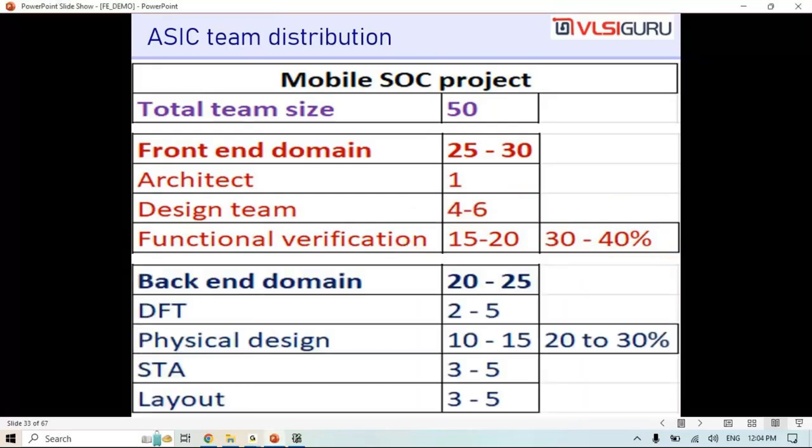Backend domain will have how many people? 20 to 25. DFT will require 2 to 5 people. Physical design will require 10 to 15 people. STA will require 3 to 5 people. Layout will require 3 to 5 people. So, which are the two domains where there are bulk requirements, bulk number of people required?